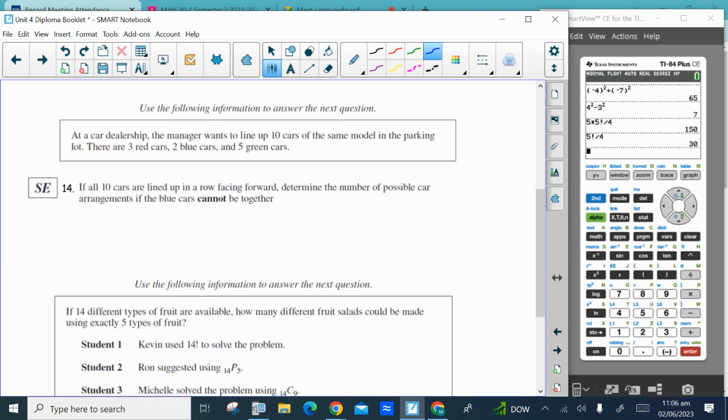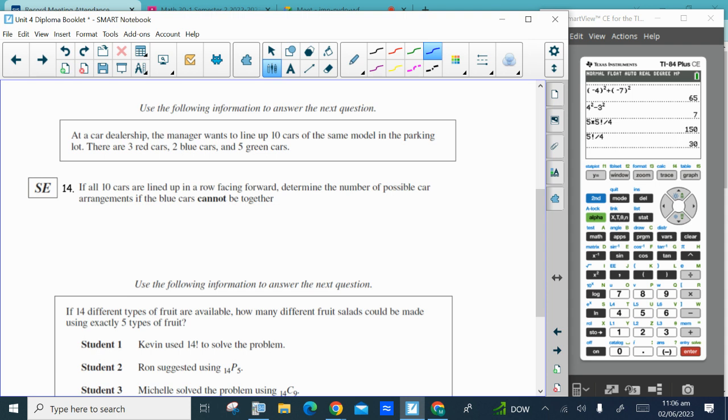All right, looking at this next one. Car dealership. They want to line up 10 cars of the same model in the parking lot. There are 3 red, 2 blue, 5 green. So they are identical. Identical models. The only thing that's different about them are the colors. So the 3 red cars are all identical. The 2 blue cars are identical, etc. Okay. So we've got repetition here. Now, they want to line the cars up in a row facing forward, determine the number of possible car arrangements if the blue cars cannot be together.